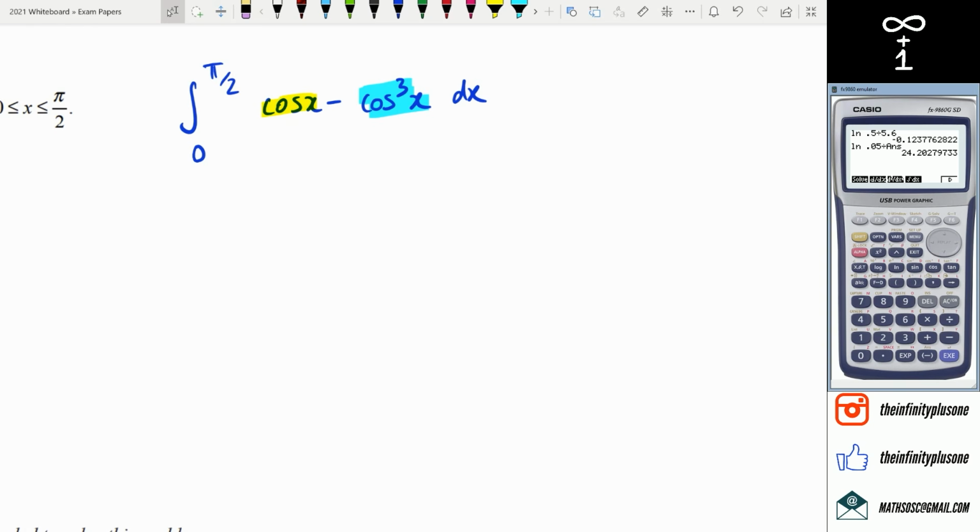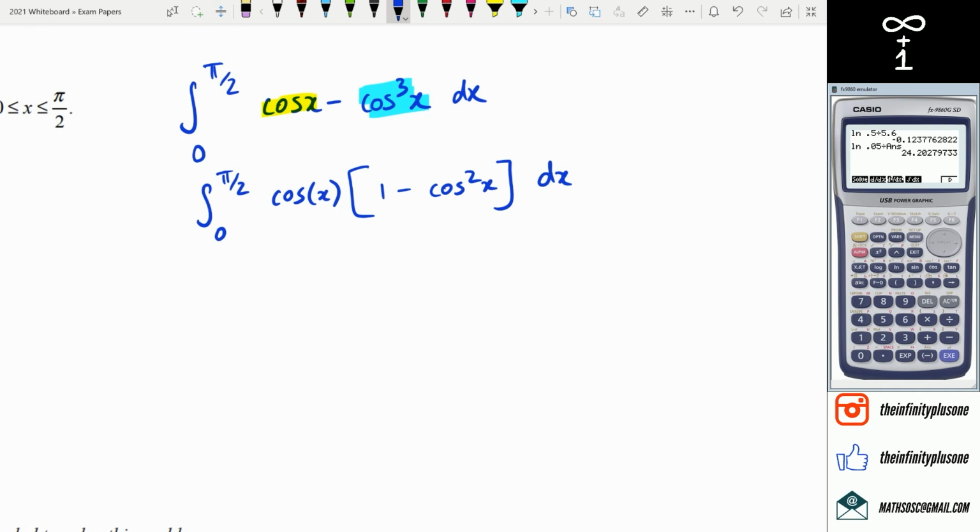Remember, there's actually two functions here. You've got a cubic function and you've got a cos function. So what I want to do is take cos x out as a common factor. Because when I take cos x out as a common factor, I am going to end up with 1 minus cos squared x dx.